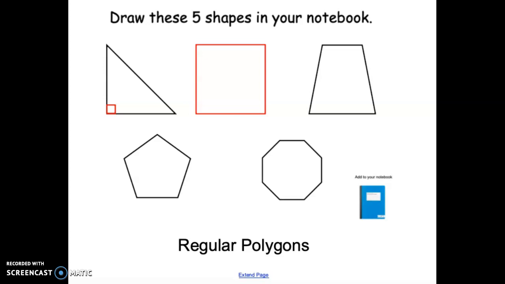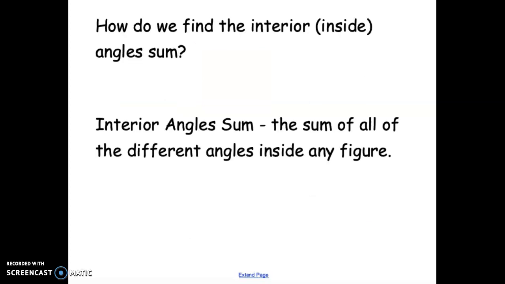All right, so these shapes are all regular polygons, okay? And they are polygons because they're closed figures, and they have 3 or more sides. And what I want us to do is really think about this fundamental question: how do we find the interior angle sum? That's all of the angles inside the figure added up together. And remember, interior angle sum is just what I said it is, the sum of all the different angles inside that figure. Please include that definition, interior angle sum, in your notebook. Pause the video and write that in.